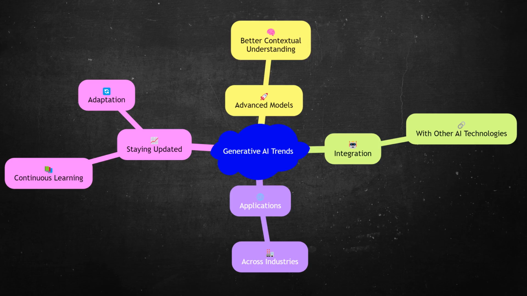The field of generative AI is rapidly evolving, with new models and techniques emerging regularly. Future trends include more advanced models with better contextual understanding, increased integration with other AI technologies, and broader applications across industries. Keeping abreast of these trends can help you leverage the latest advancements in your projects. Continuous learning and adaptation are key to staying competitive in the ever-changing landscape of generative AI.